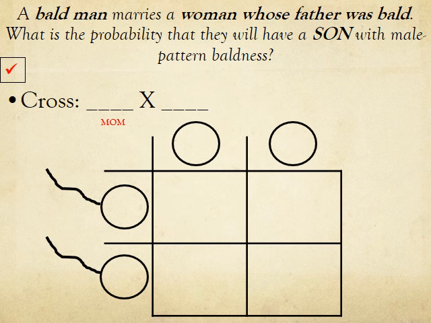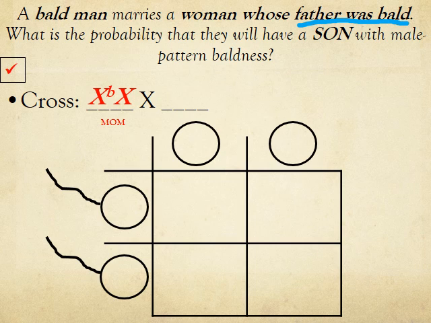So finally, let's go ahead and look at another version here for our X-linked traits. This time talking about a bald man who marries a woman whose father was bald. So we're looking at male pattern baldness, another recessive X-linked trait. So what's the probability that they'll have a son with male pattern baldness? So let's go ahead and look at mom. We know that the genotype here has to be XX. Mom is a female.